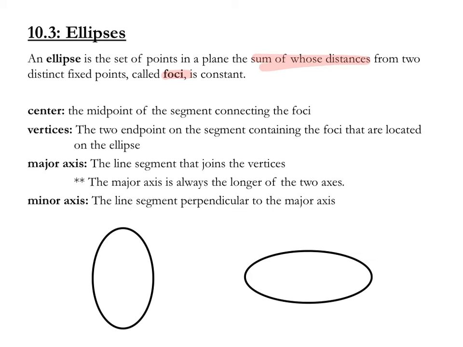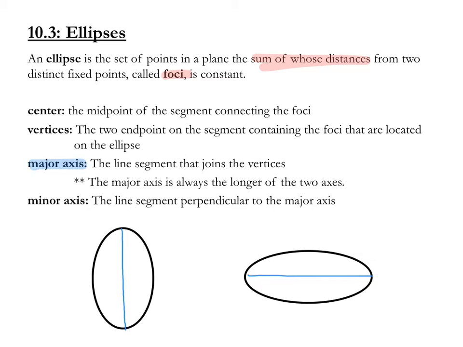So let's talk about some terms we're going to see. I'm actually going to go a little bit out of order. Let's talk about the major axis first. The major axis is the longer of the axes. So if it's vertical, it has a vertical major axis. If it's a horizontal ellipse, it has a horizontal major axis. So that's where your major axis is.